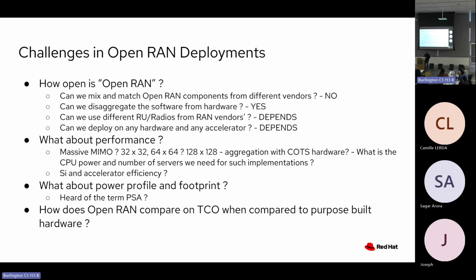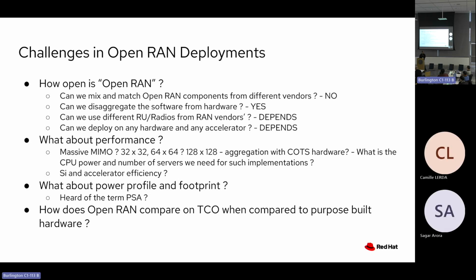But what about different RUs and different RAN vendors, with CU and DU from a single RAN vendor and the RU from another? Well, the answer is it depends. It depends on what interoperability testing they've done. It depends on what work has been done, and then even then there are scare tactics employed to say, oh well, you can't do that. All right? Can we deploy any hardware and any accelerator? Well, also it depends in terms of what's being tested. And yesterday, I think there was an interesting panel about testing. How can we actually improve testing and how can we actually do better?